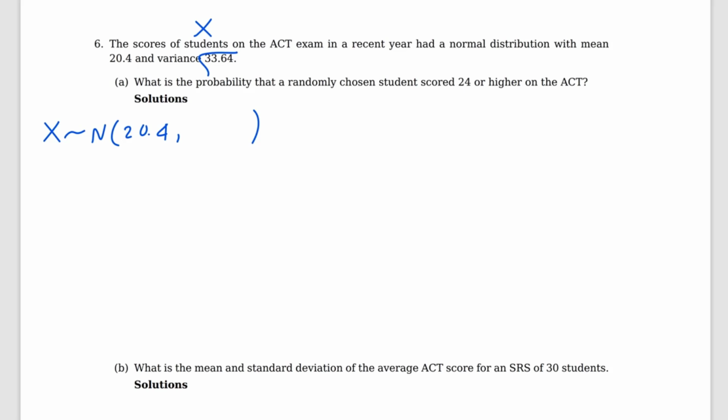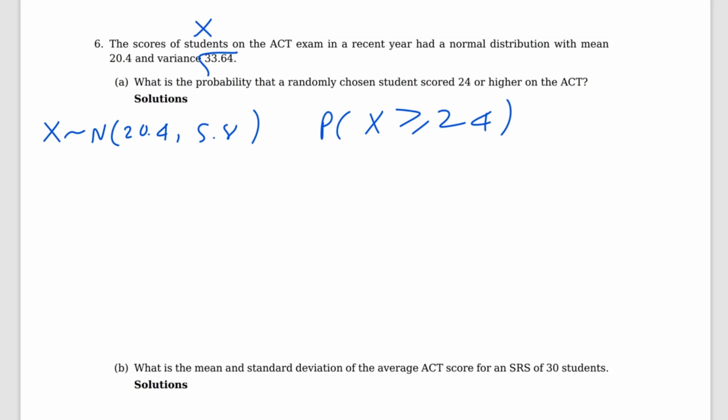What is the square root of 3364? What is that? 5.8. Right. Go ahead with that. It is 5.8. So then asking, what is the probability that a randomly chosen student scores 24 or higher on the ACT? Right. They are asking just score. Therefore, X greater than or equal to 24.